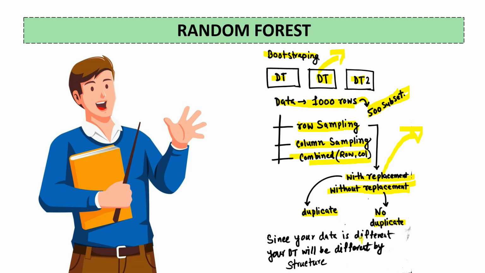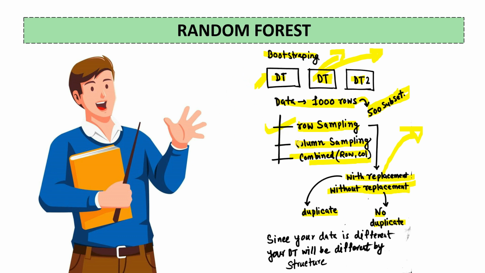Since your data is different, your decision tree will be different in structure. That means because you're passing different types of data from the sampling, our decision trees may vary. Maybe they have several different levels. Let's say for decision tree number one, it may have two layers. Decision tree number two may have three layers. The structure of the decision tree may vary just because of sampling. So we have seen row sampling, which means taking the rows.